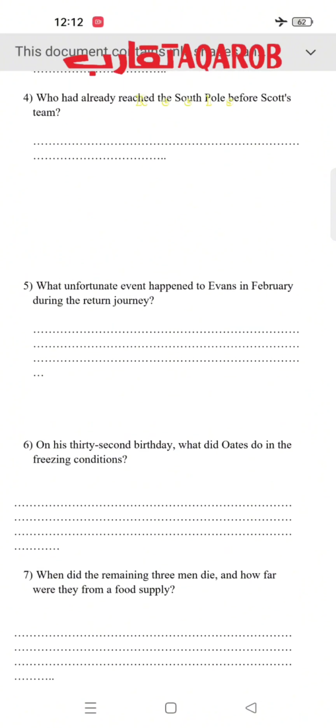Number 4. Who had already reached the South Pole before Scott's team? The answer, Roald Amundsen, had already reached the South Pole a month before Scott's team.